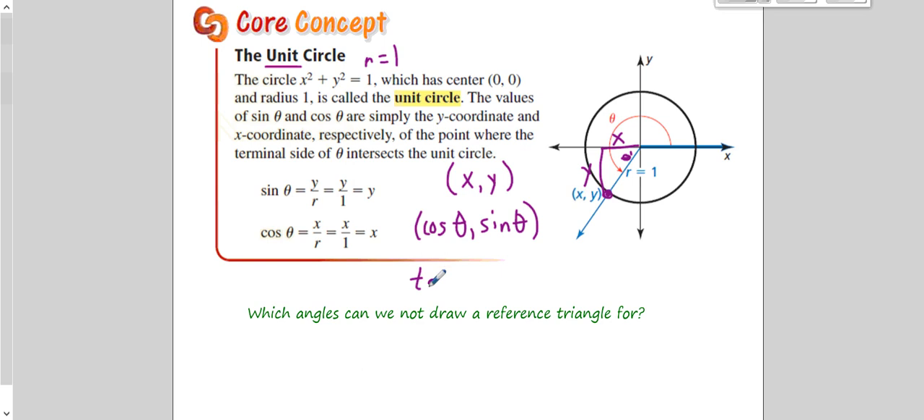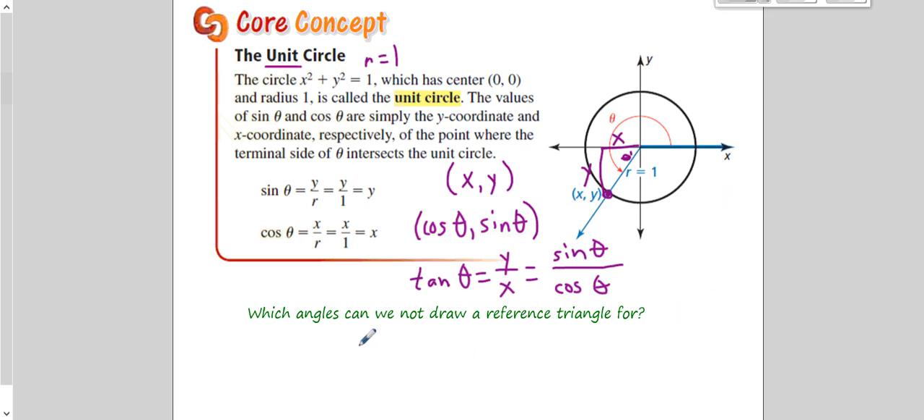Then to find tangent, tangent is opposite over adjacent. Opposite over adjacent. So that would be y over x. Funny thing is, y is sine theta, x is cosine theta, so tangent is also equal to sine of theta divided by cosine theta. Or as we more commonly say, sine over cosine. Tangent is sine over cosine, or y over x on a unit circle.